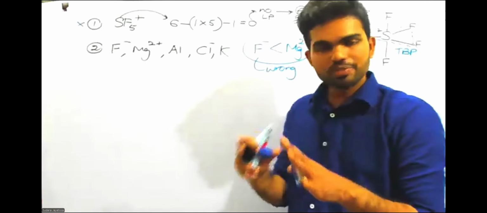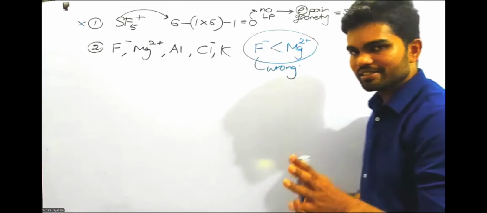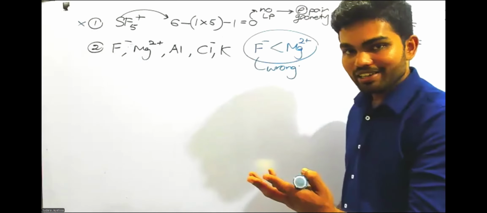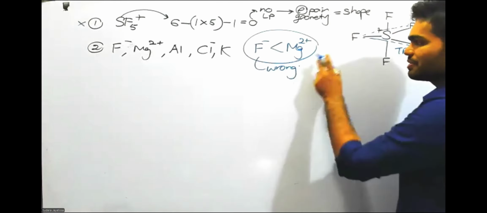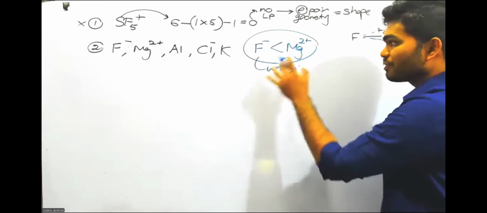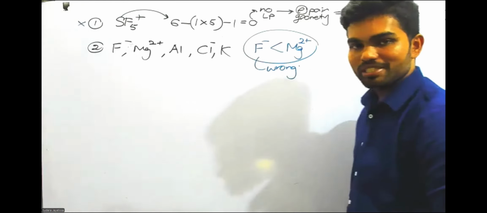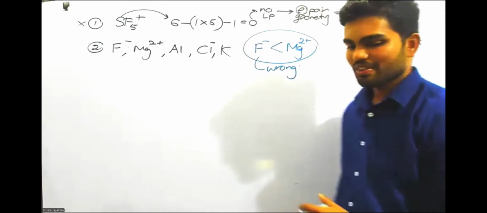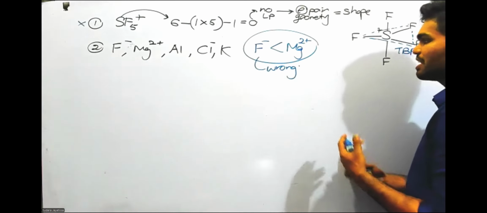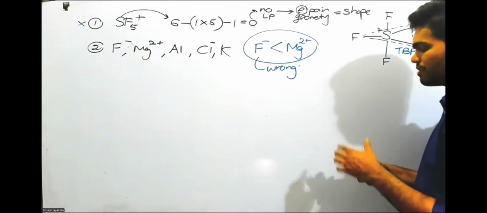In A level, they are not expecting that too. They just gave this question. It's a very clever one. They just gave that to see if you can figure out this mistake. Understood? Okay, so F minus should be larger than magnesium 2 plus. So how do we prove that one?